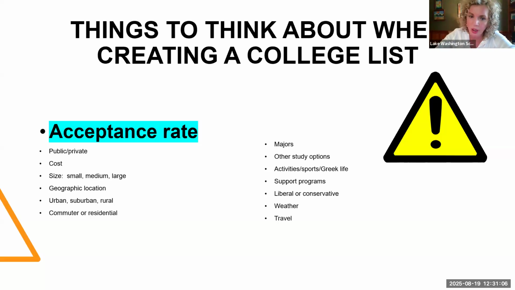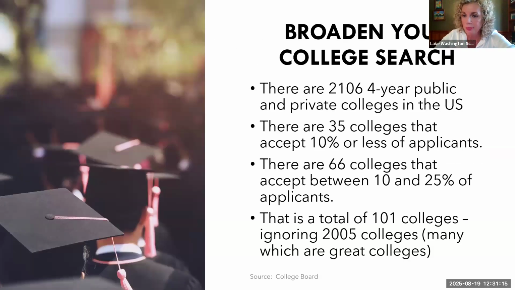So oftentimes, and I said this earlier, so many people focus on acceptance rate. That is the only thing that they care about. And I'm going to caution you about doing that. So here I'm going into some of my data stuff that I like. In the United States, there are more than 2,100 four-year public and private universities. If I look at the percentage of universities that accept 10% or less of applicants, it's 35 schools. If I look at schools that accept between 10 and 25%, it's 66 schools. So that is a total of 101 universities, colleges, I use those terms interchangeably.